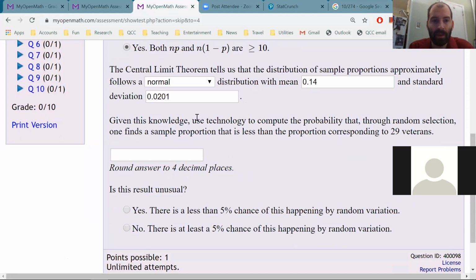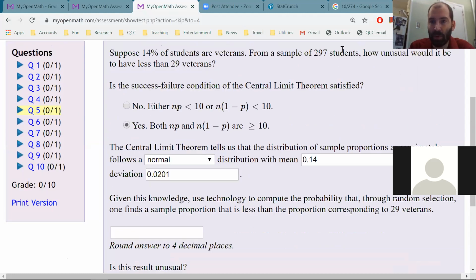Given this knowledge, use technology, that means StatCrunch, to compute the probability that through random selection, one finds a sample proportion that is less than or equal to the proportion corresponding to the 29 veterans. Because we're trying to see how unusual is it to have less than 29 veterans. So what's the proportion corresponding to 29 veterans? Well, it's 29 out of 297.